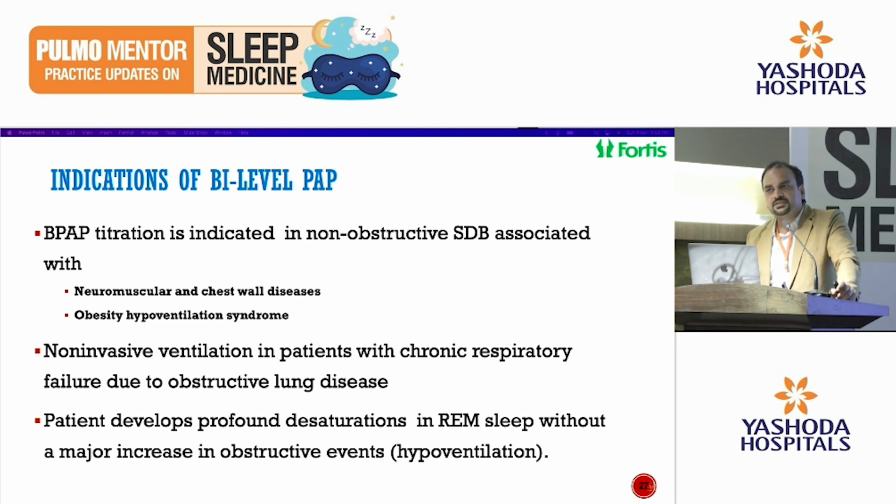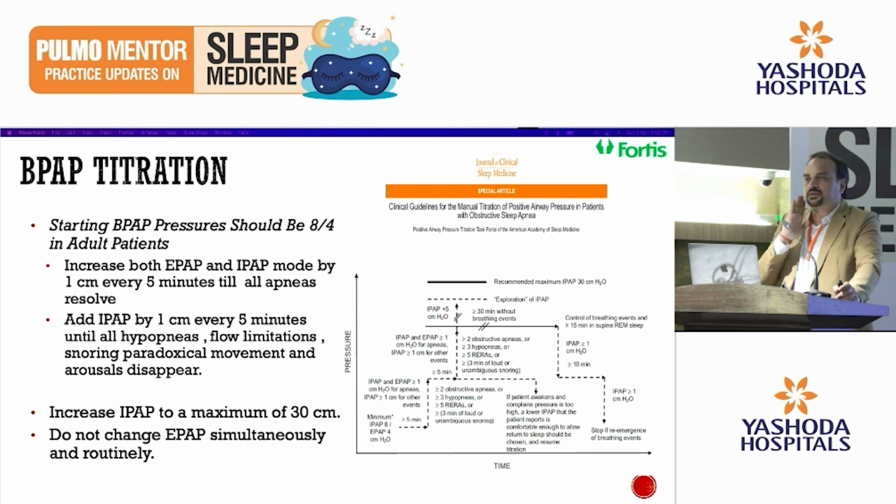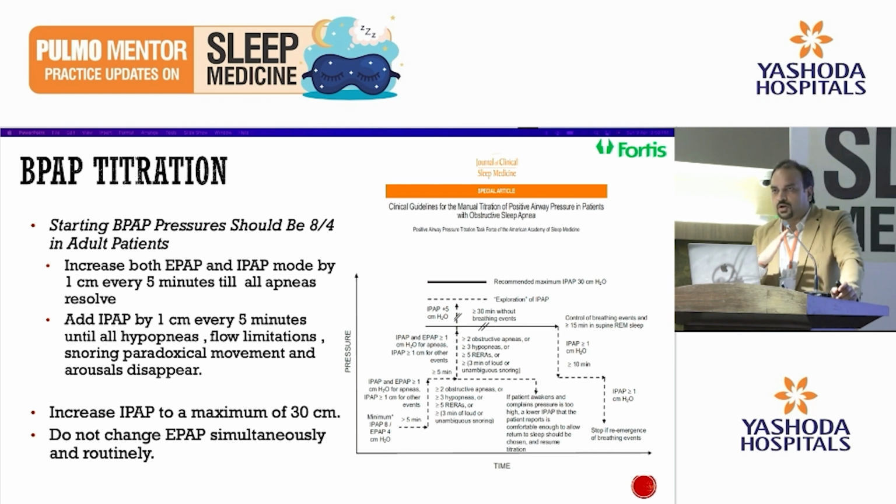Non-invasive ventilation, if required in a patient like we were listening to Tejas regarding overlap syndrome, then probably this is the right direction: you titrate these patients on BiPAP therapy. Patients who develop profound desaturation in REM sleep without a major increase in obstructive events are also patients for BiPAP therapy. So how do you titrate BiPAP? You abolish all the apneas with your EPAP, the expiratory pressure, and you titrate your IPAP to an extent that all the hypopneas and RERAs are abolished. That is how you titrate.